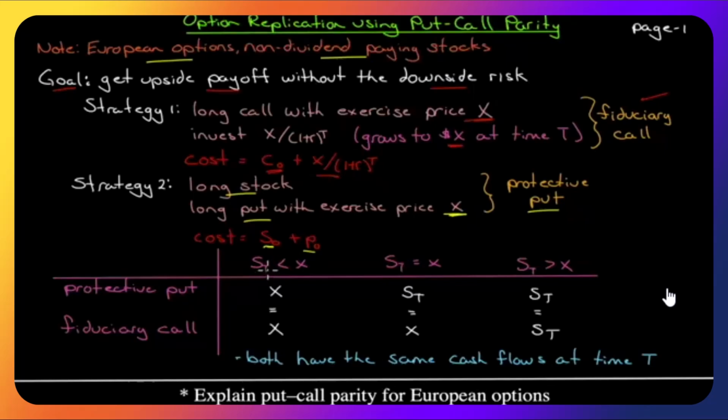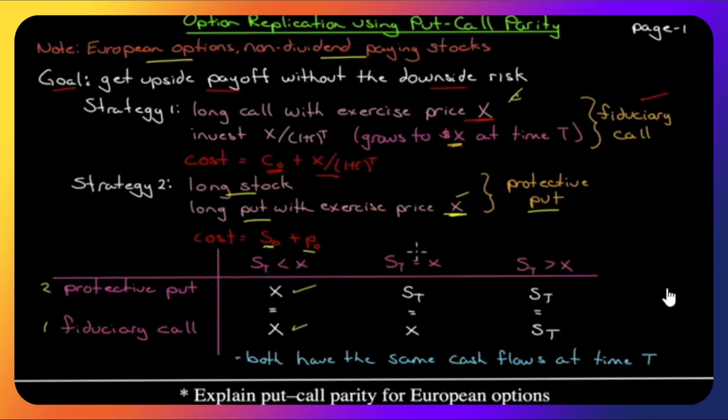Let's look at a situation where the stock price finishes below the strike price. This is strategy two here. This is strategy one. For the protective put, what are we going to do? Well, we're not going to hold on to the stock at a lower price than X when we can put it at X. So we will put it at X and the payoff is X. What about the call option? Well, if we finish below the strike price, the call option expires worthless. However, the investment will grow to the value of X at time T, so we will have X.